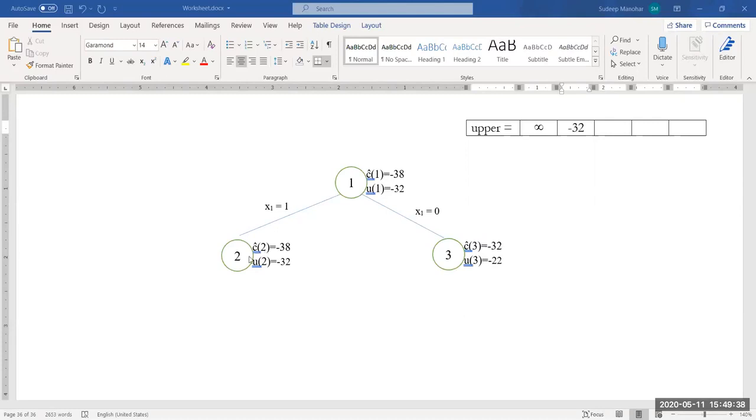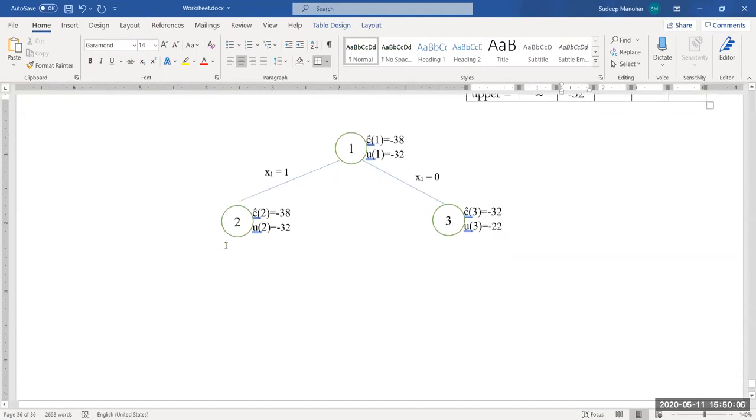Out of which you have to consider one node as the E node. E node means the node which continues next. In the previous classes, we referred to it as the promising node. So we have to compare the values of C now. Whichever is lesser becomes the E node. Minus 38 and minus 32. So minus 38 is lesser. Therefore, node number 2 is considered as the E node, and we continue with this node number 2.